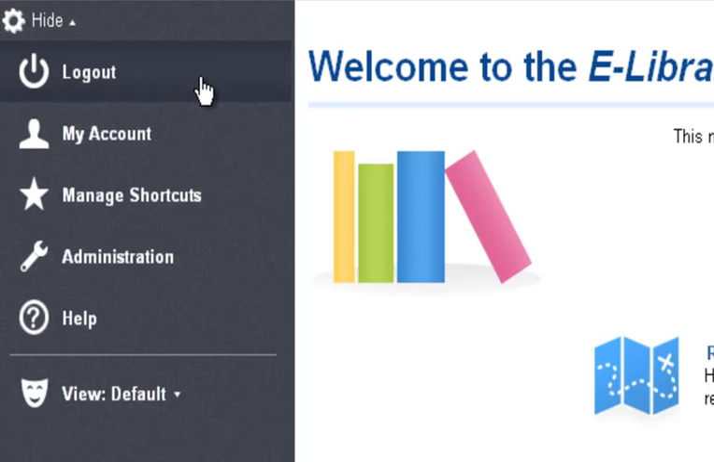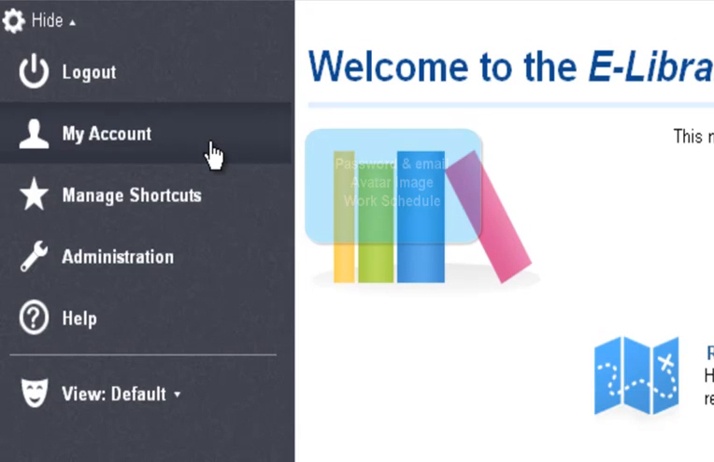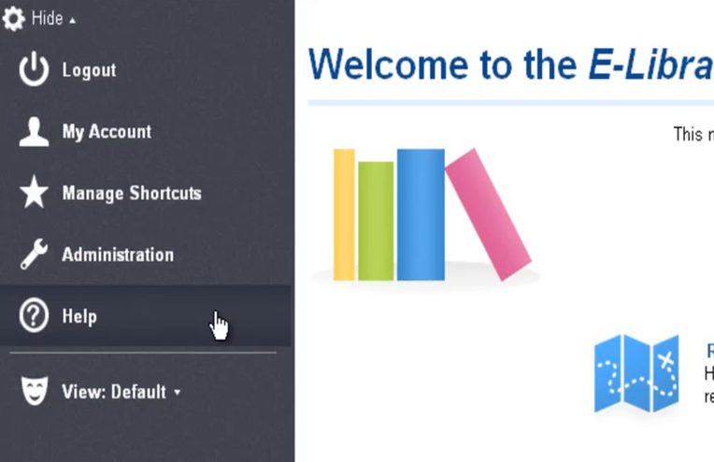Logout is just that. My Account takes you to your user profile page. This is where you can change your password or email address or set your avatar, and in some products you can also set up your personal work schedule for the LivePlan project planning engine. Shortcuts, we'll talk more about them later. Administration appears only if you have administrator permissions, and it takes you into the administration area of Polarion, which we won't go into here. Help launches the online help system in a new browser tab or window.